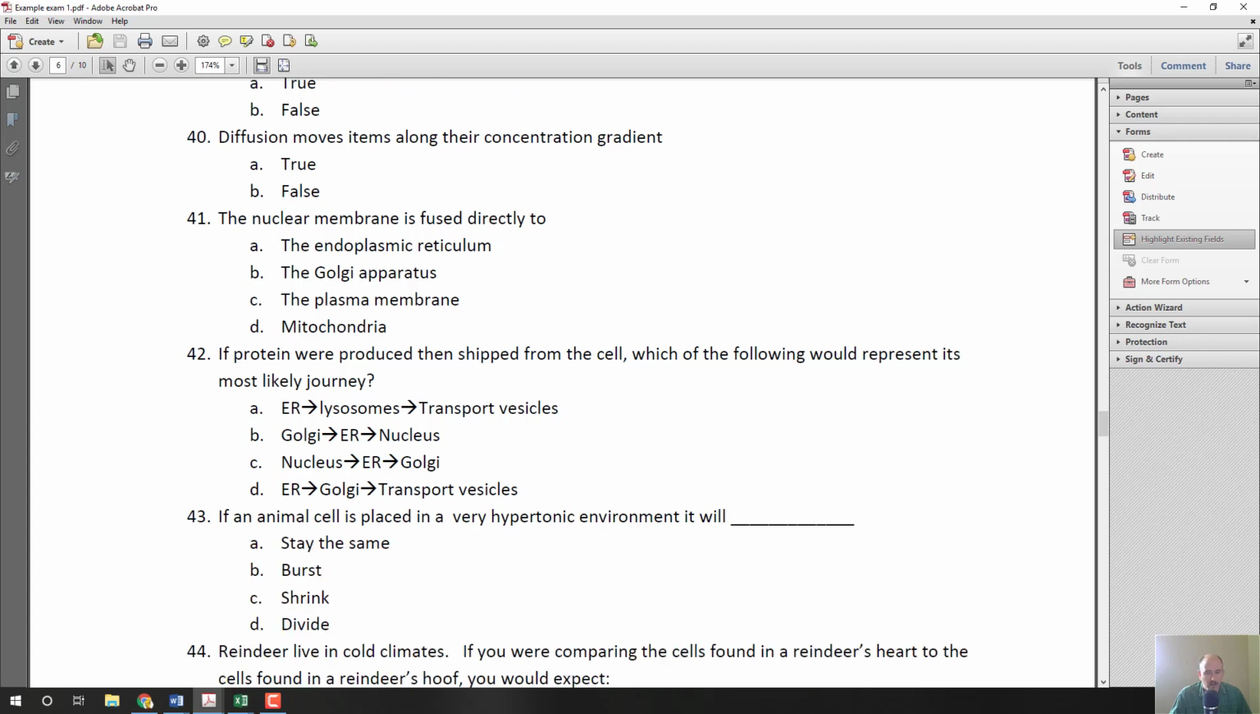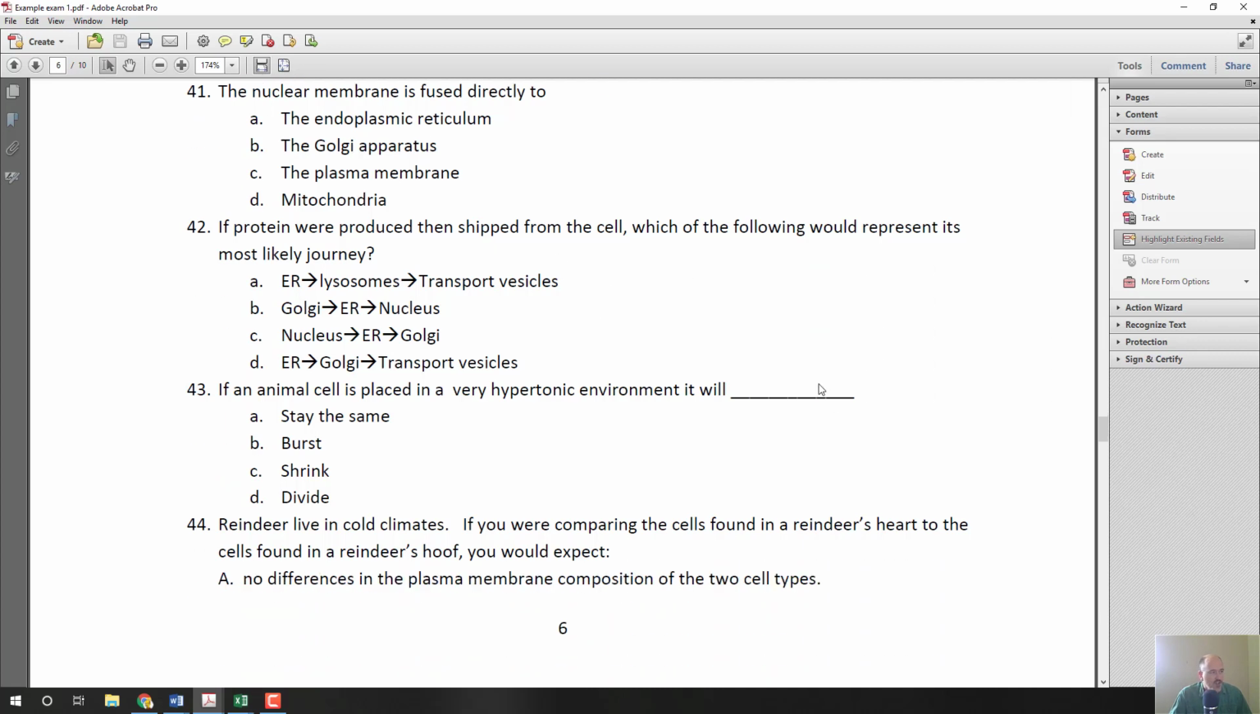Number 41. What I mean is it'll probably be on exam number 2. 41. The nuclear membrane is fused directly to what? Where's that found? That's found fused to the A, endoplasmic reticulum. Number 42. If a protein were produced and then shipped from the cell, what would the journey most likely look like? Well, it would be made in the rough ER, then go to the Golgi, then go to transport vesicles where it would be shipped out of the cell.